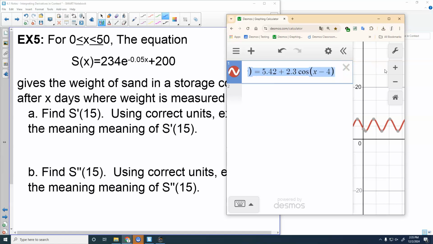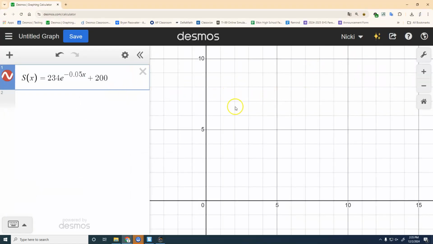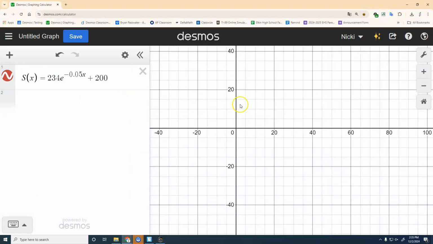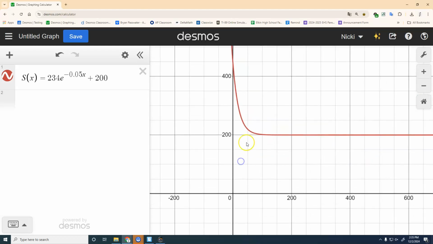All right, so S of x equals 234 e to the negative 0.05x plus 200. And we'll make this full screen. We're probably going to need to zoom way out. Zooming out might not work great. Oh, that works pretty good.